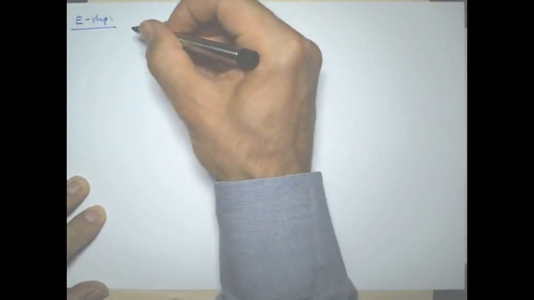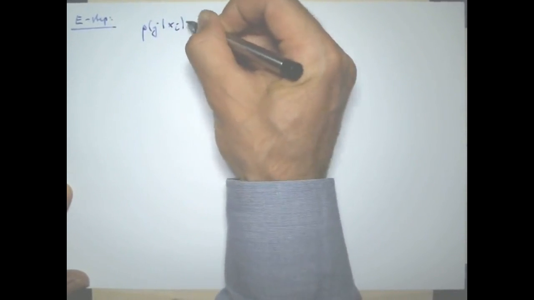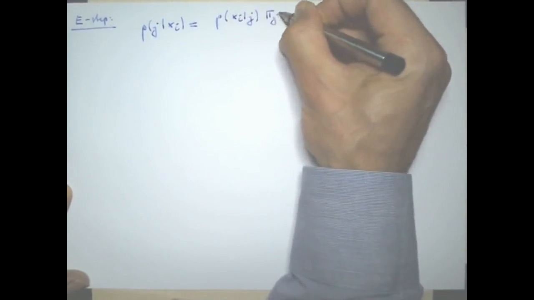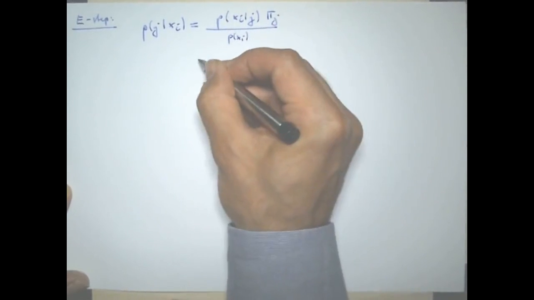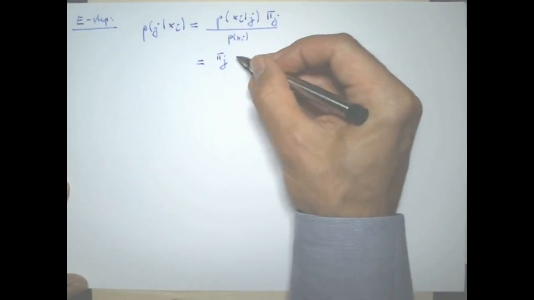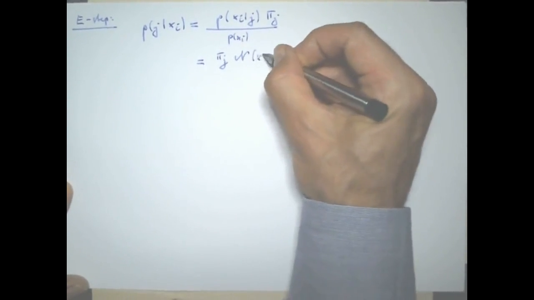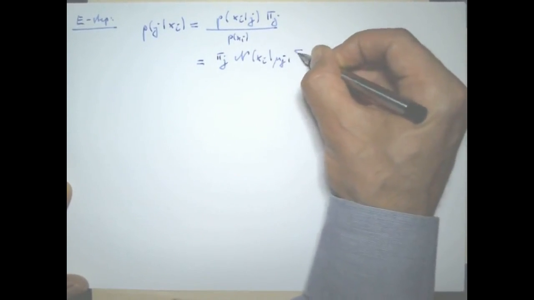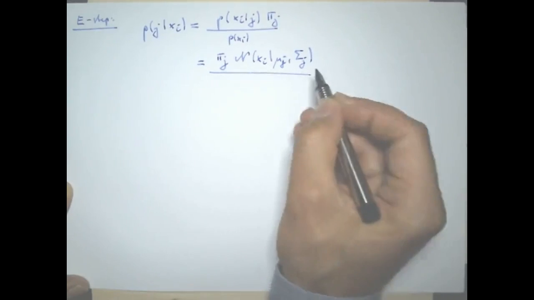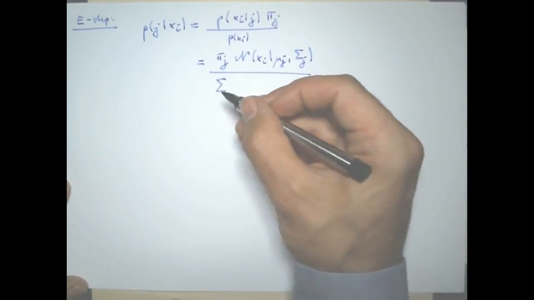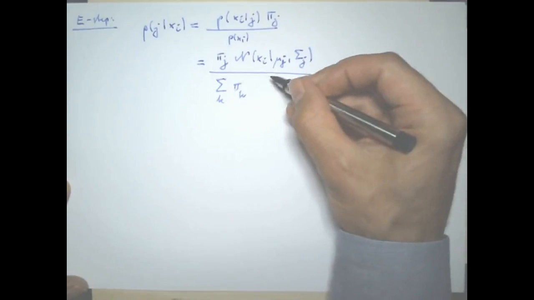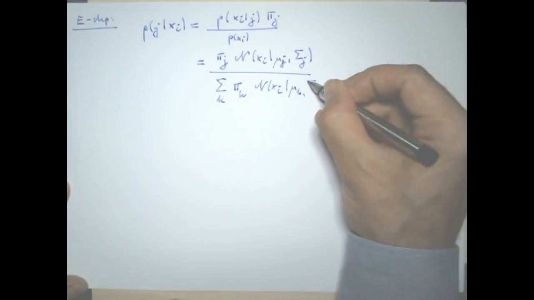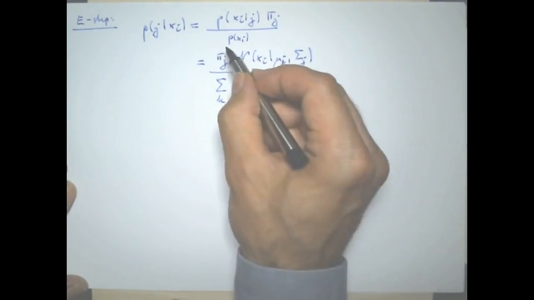The step is simply that the probability of component j given xi, using Bayes' theorem here, is pi j times the normal distribution evaluated at location xi, and the normal here is parametrized with mu j and sigma j. This is divided by the sum over all these components. And these are also called the responsibilities.